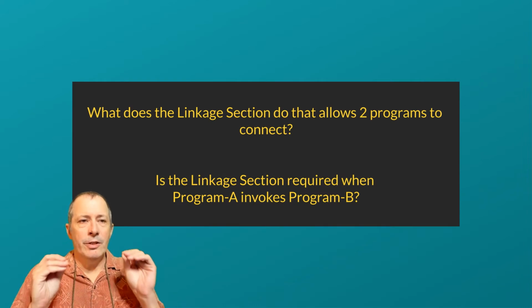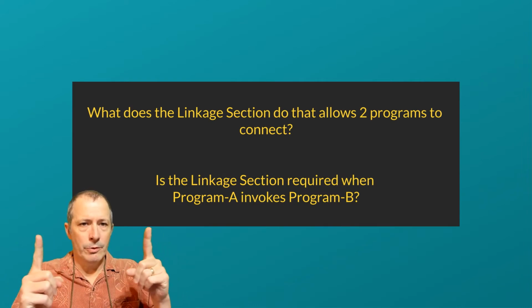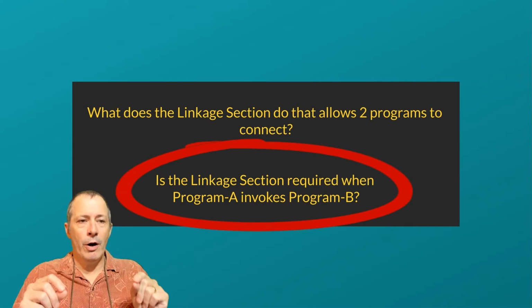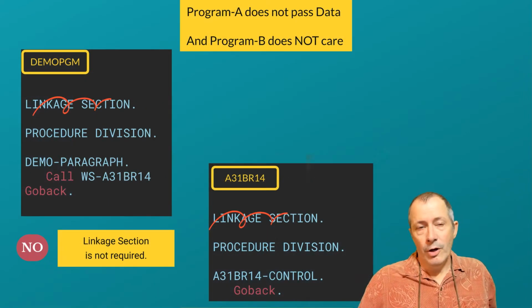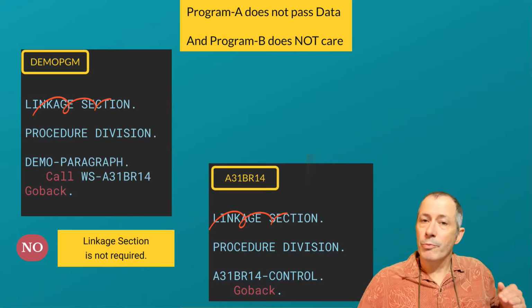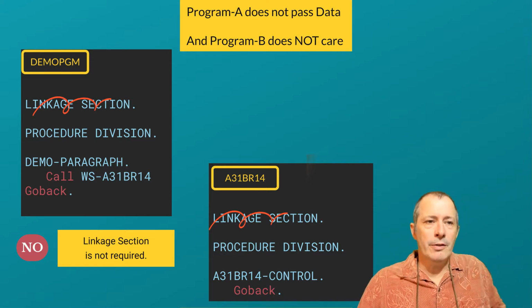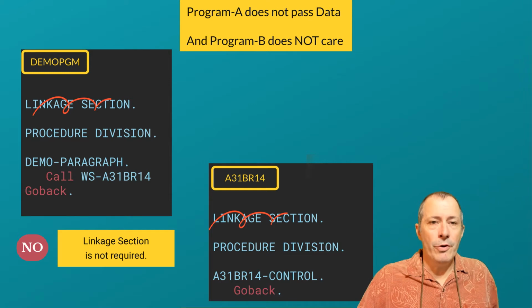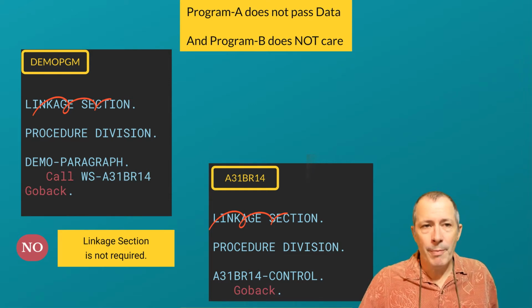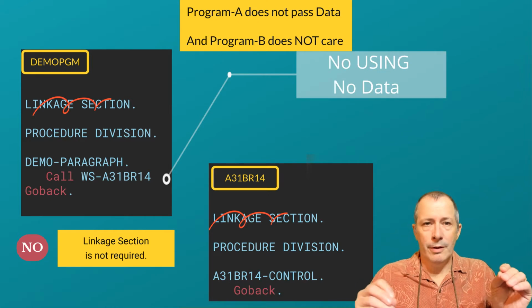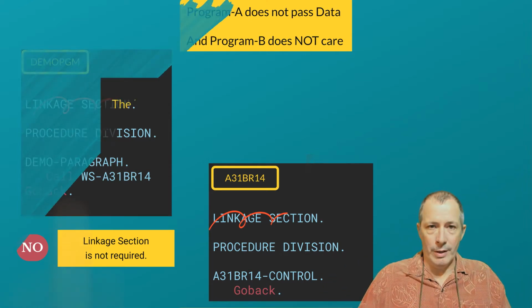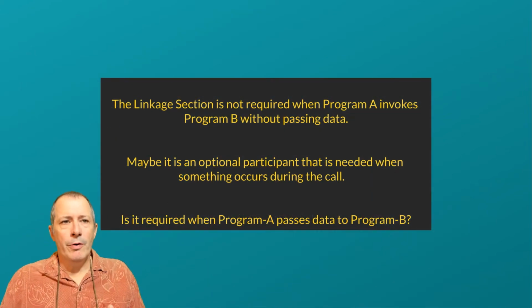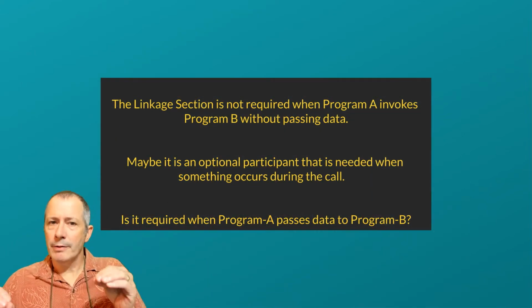What does the linkage section do that allows two programs to connect? Is the linkage section required when program A invokes program B? The answer is no. The linkage section is not required when program A invokes program B. On this slide, the demo program calls A31BR14 and does not pass anything. The USING is not used on the call verb. A31BR14 does not expect anything to be passed to it. The linkage section is not required when program A calls program B without passing data.